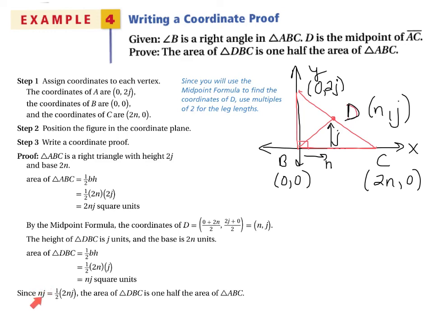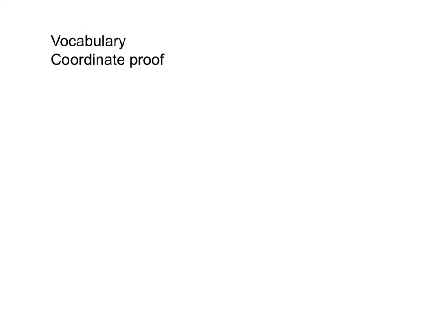And so if you look, we have 2nj square units for the big triangle and nj square units for the small one. Therefore, since nj is half of 2nj, the area of triangle DBC is 1/2 the area of the other triangle. The only vocab word today is coordinate proof.